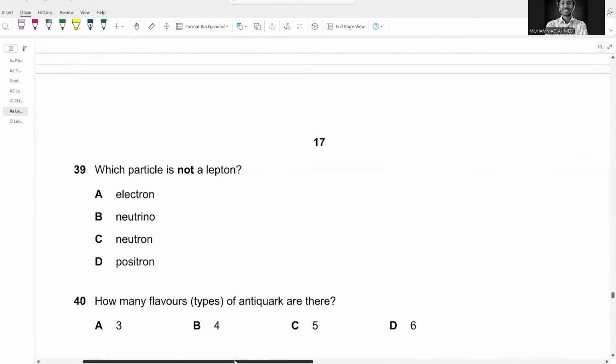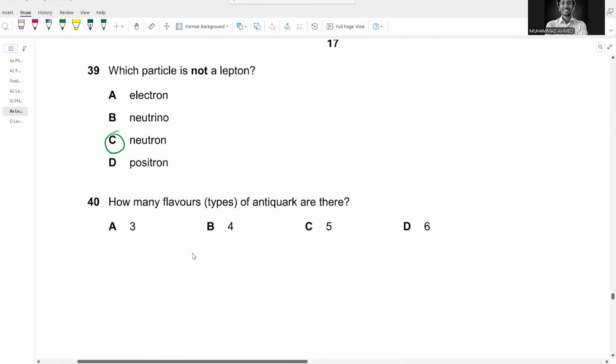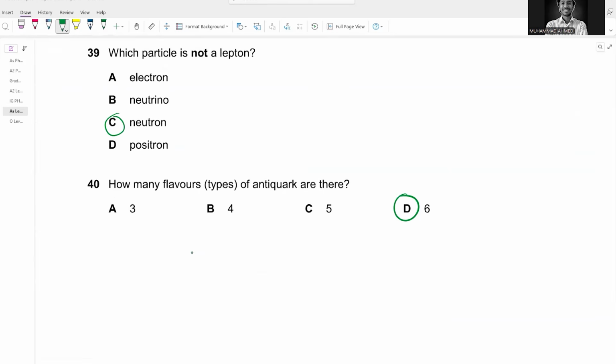Which particle is not a lepton? Almost free marks. Neutron is not a lepton. How many types of antiquarks are there? 6 types of antiquarks are there. The last 2 were literally free giveaway marks.